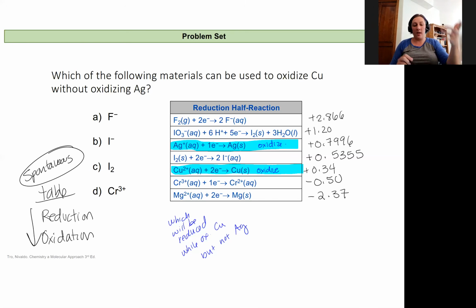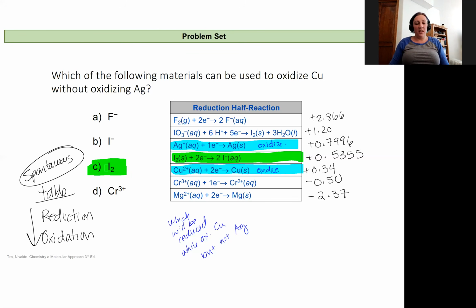Because that is the element that will be able to oxidize copper but not our silver. And there's only one option that falls in between the two. It's this iodine forming iodide, right here, C. And so that's the only one that can actually do the job of oxidizing copper. I mean, silver can oxidize copper, so can iodide and also fluorine. But the iodide and the fluorine will also oxidize the silver.